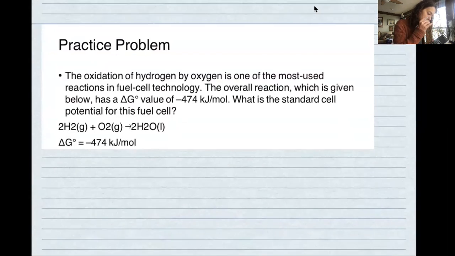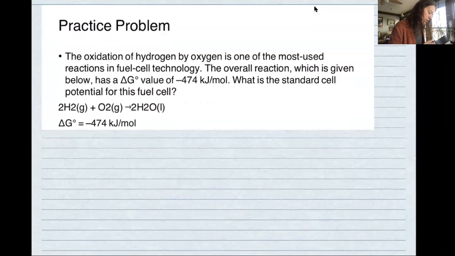The oxidation of hydrogen by oxygen is one of the most used reactions in fuel cell technology.